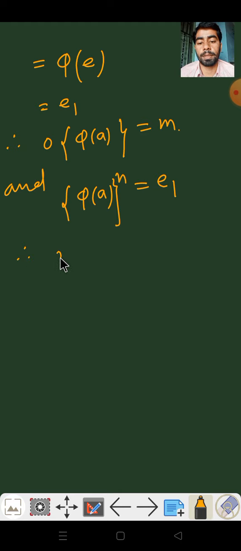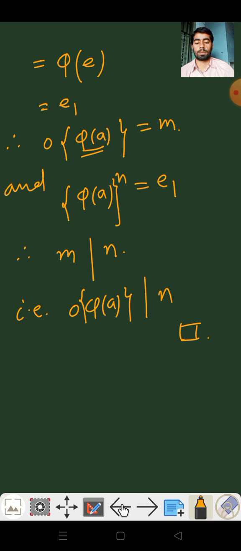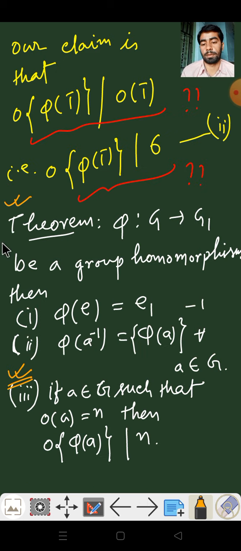Therefore we can conclude that m divides n, as m is the least positive integer, that is the order of phi A, and that order of phi A divides n. This completes the proof of the theorem, this third portion, and here it is applied in this problem.